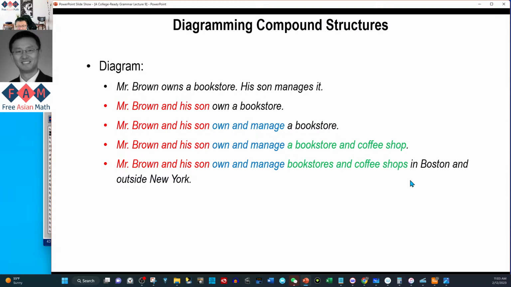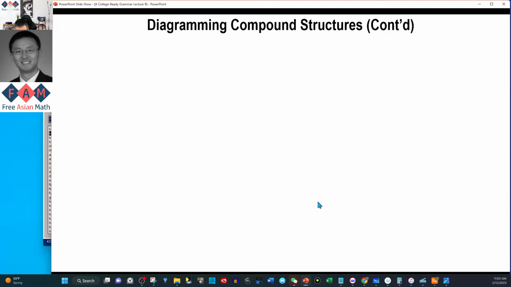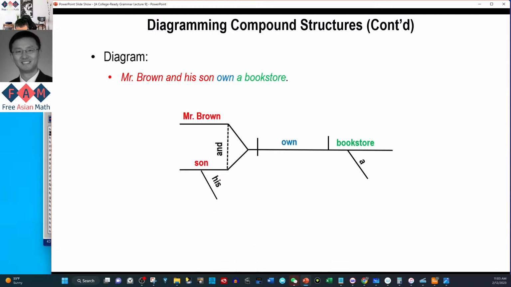To clarify, you better use some better structures. Either break this sentence into two sentences to make it more clear. Say, Mr. Brown and his son own bookstores and coffee shops in Boston. They also own bookstores and coffee shops outside New York, or something like that. But this is just way too much information. So if we diagram those things, it should be easy.